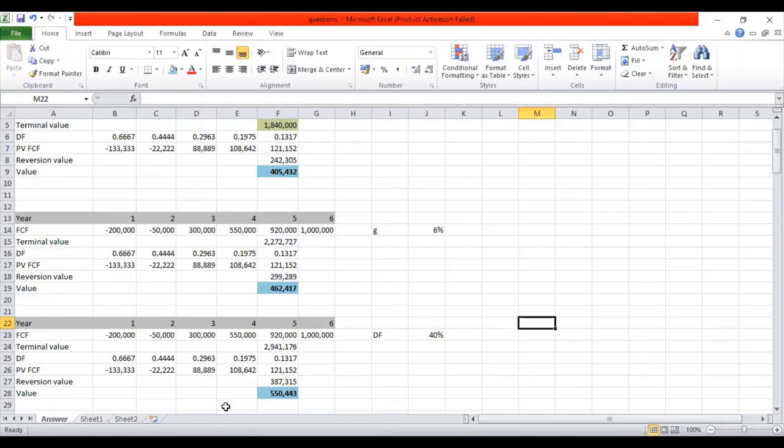the implicit period. That means when we are determining the terminal value, the discounting factor should be 40%, but for the explicit period, the discounting factor is still 50%.